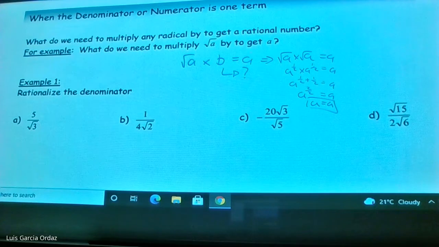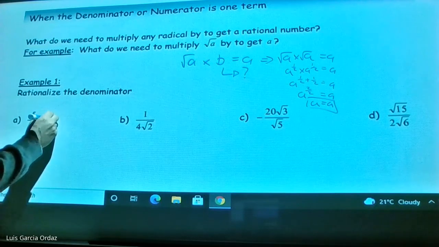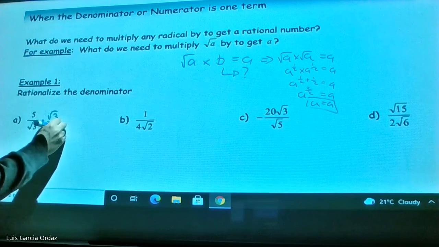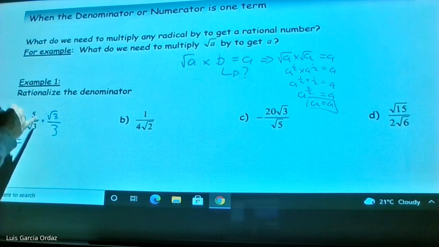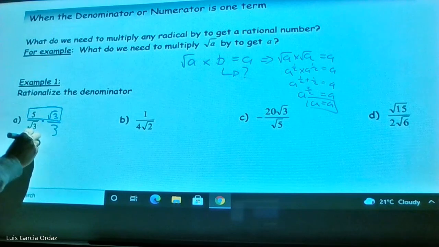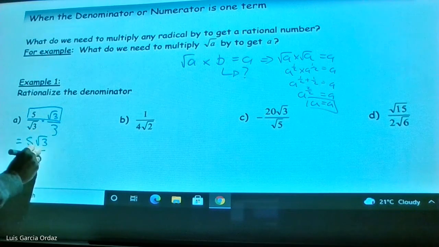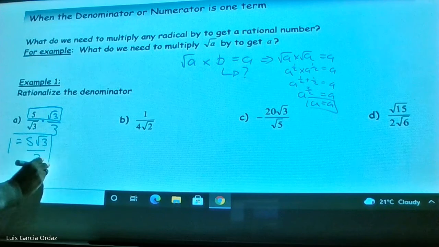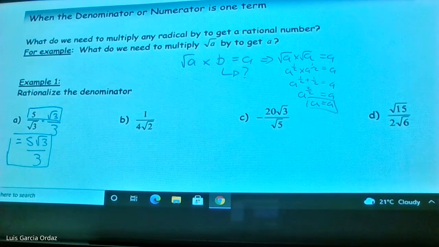Okay, we're going to start with some easy rationalizing. So for the first one, we have 5 over root 3. Like I said, we have to multiply by its conjugate. So we're going to take root 3 over root 3. And that equals, again, multiply the numerators together. We get 5 root 3 over 3. And that is going to be my answer.